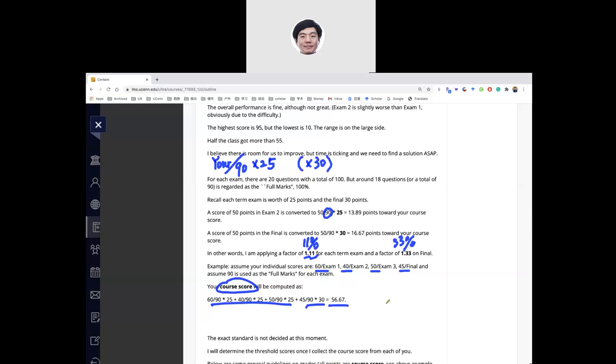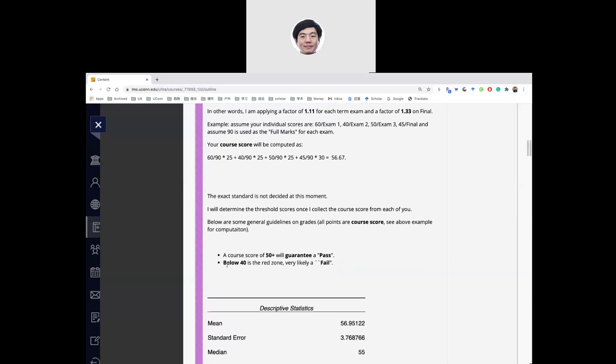I also mentioned the exact threshold. I don't have it at this moment. What I did give you is that if you have a course score of more than 50, you will be guaranteed a pass. That's why here, the score is 56, 57, but it's guaranteed a pass. Anything more than 50 will be a pass. Below 40 is probably a fail. The exact threshold will be determined once all of you finish the final exam.